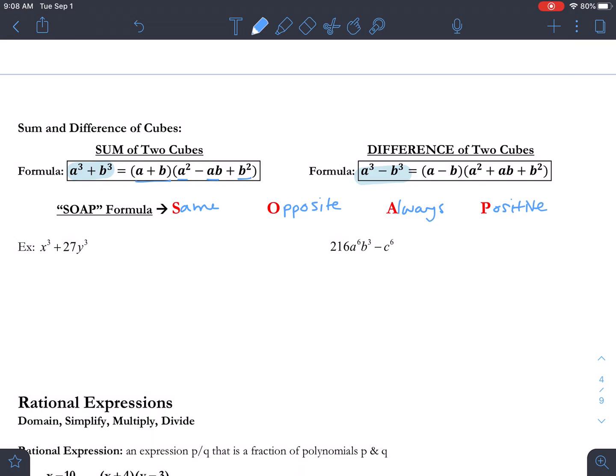Okay, so from here, we've got a plus to start. So I have same sign, opposite is minus, always positive is plus. So let's try that again. I started with a negative, so that would be same sign, opposite sign, always positive. Okay, so let's try this out below here.